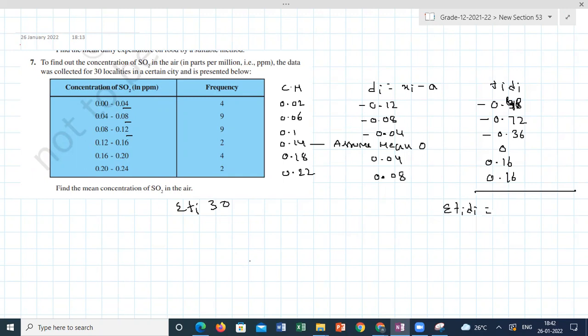The mean x bar is equal to a plus sigma fi di by sigma fi. A is 0.14 minus. What is the answer you are getting, students? Anyone?